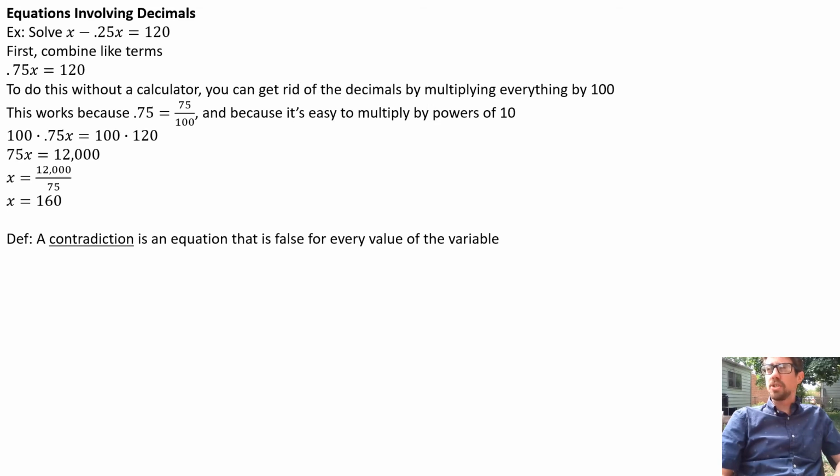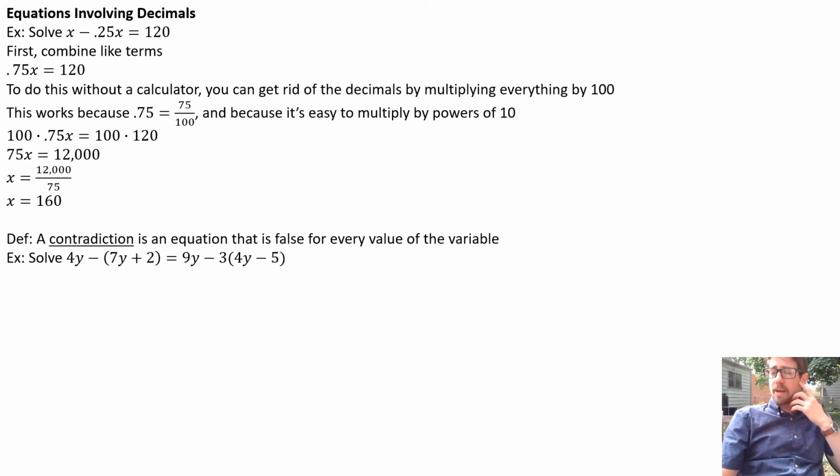And that's when equations maybe don't have solutions, or maybe when equations are kind of trivial and they're true for lots of numbers or all numbers. So first, a definition. A contradiction is an equation that is false for every value of the variable. So you know that from real life. A contradiction is a statement that can't be true. So a contradiction in math is just an equation that can't be true. There's no x that makes it true.